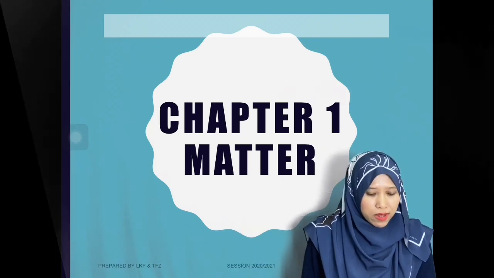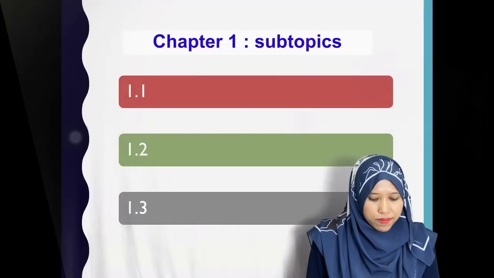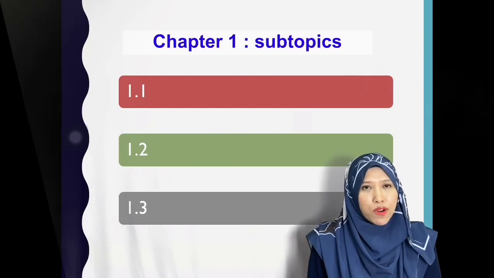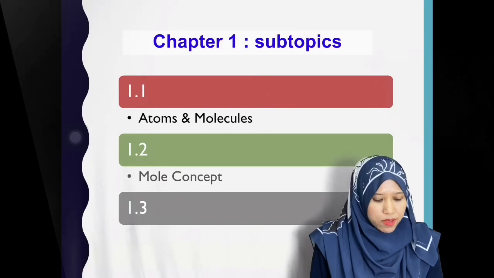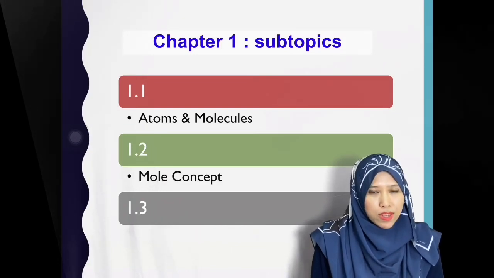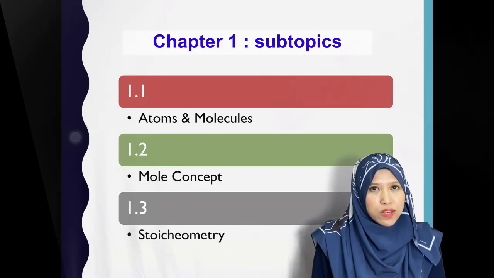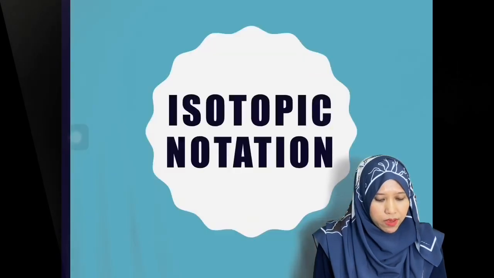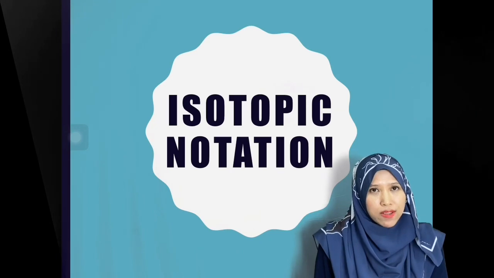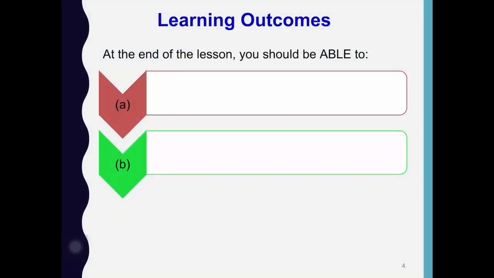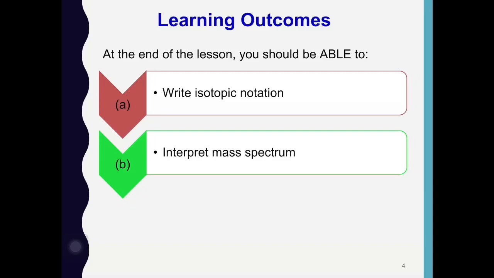So for chapter 1, the topic is matter. This topic consists of 3 subtopics: 1.1 atoms and molecules, 1.2 mole concept, and 1.3 stoichiometry. So the first part of this subtopic is isotopic notation. For the learning outcome for the first hour, you should be able to write isotopic notation and interpret mass spectrum.